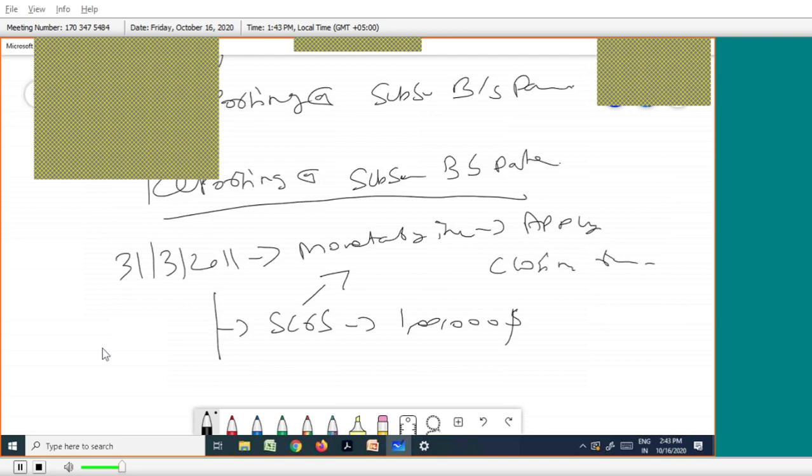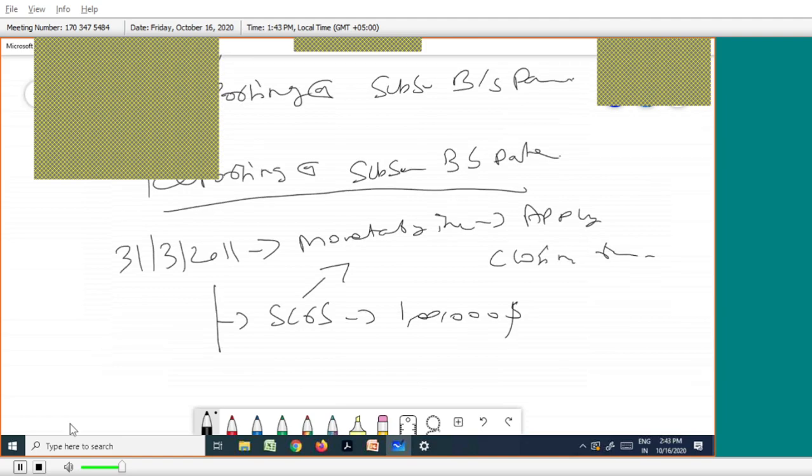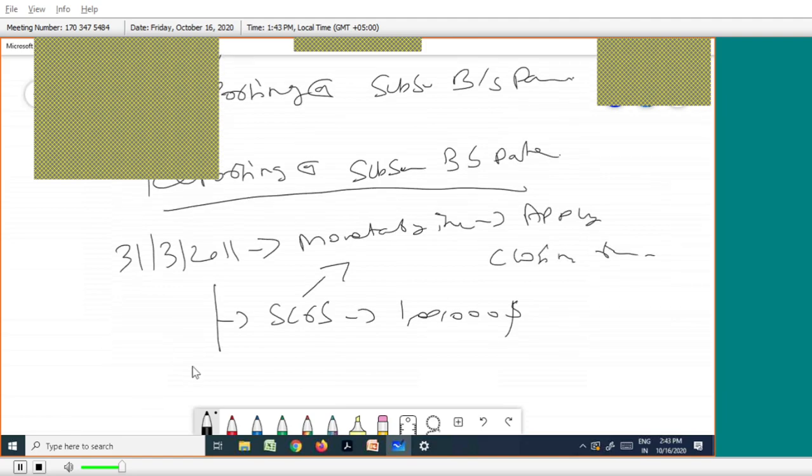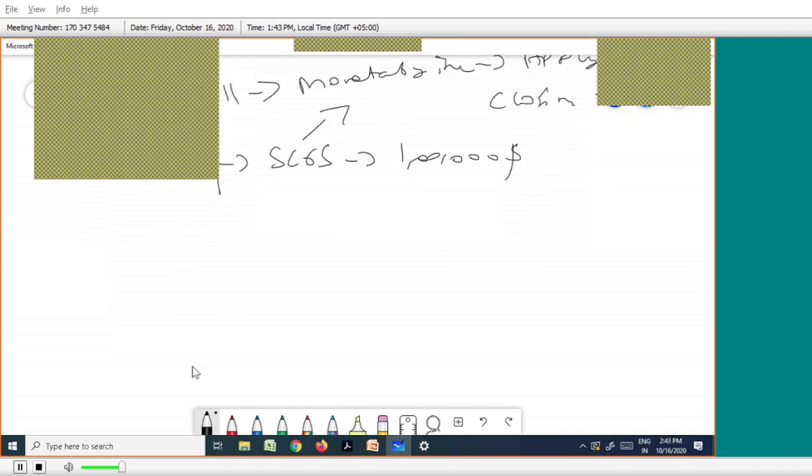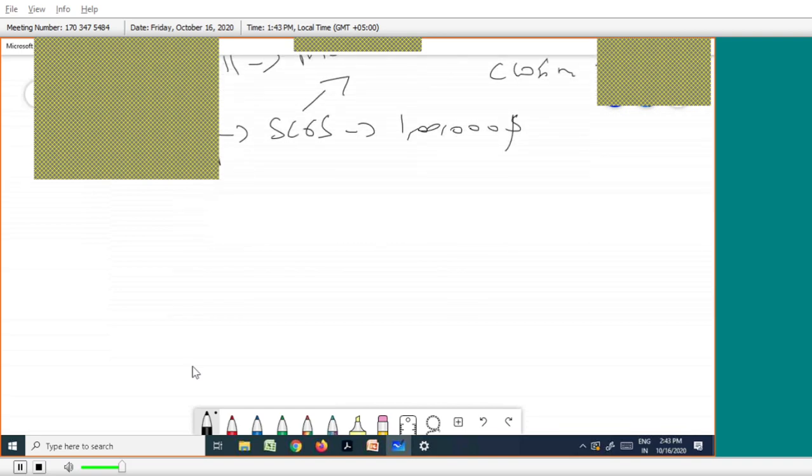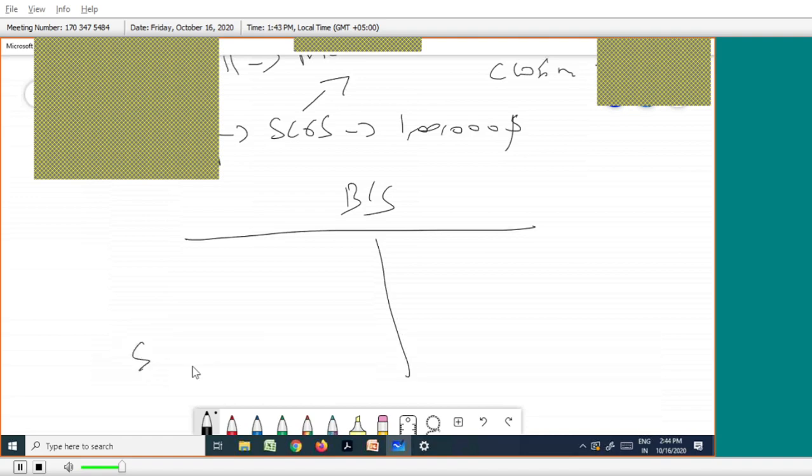This sundry debtors is a monetary item. What should we do now? While presenting the sundry debtors of $1 lakh in the balance sheet, we have to apply the closing rate.